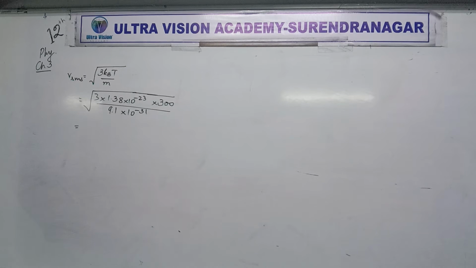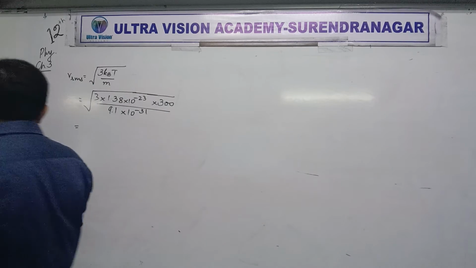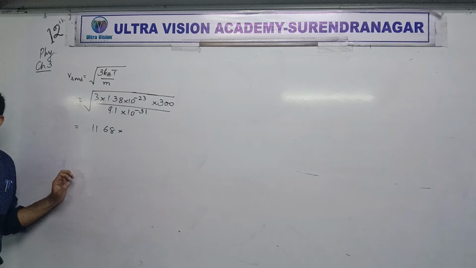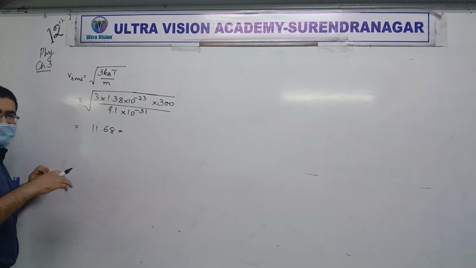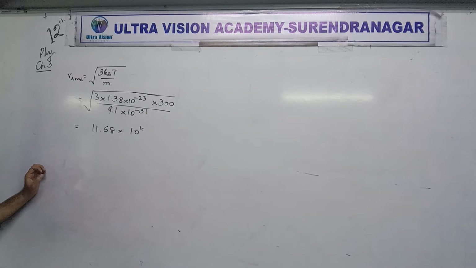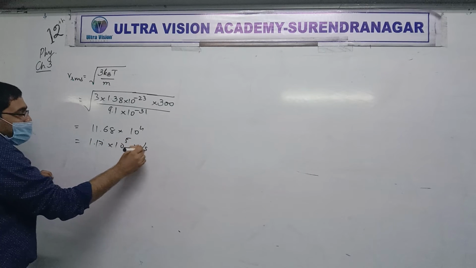Use a calculator, or without calculator, whatever you like. Value 11.68. Square root is still left, right? Did it. Are you sure? Into what? What power do you get? To take its square root, what comes? 10 raised to 4, 4 only will come, right? Be careful while taking square roots. The power should be even, only then it works. So this is nearly 1.16 or 17 into 10 raised to 5 meter per second.